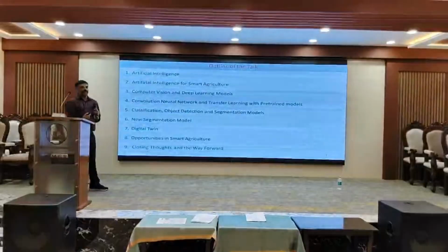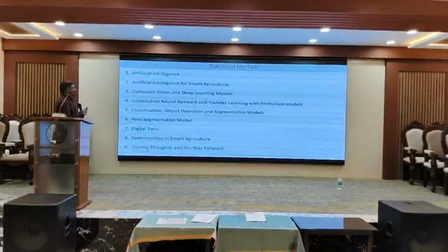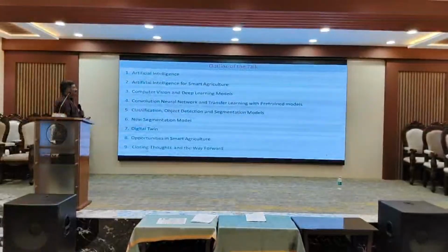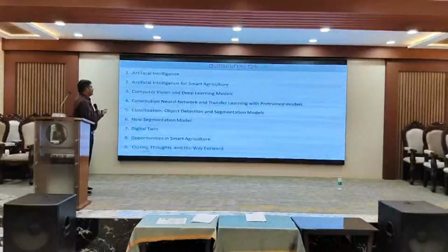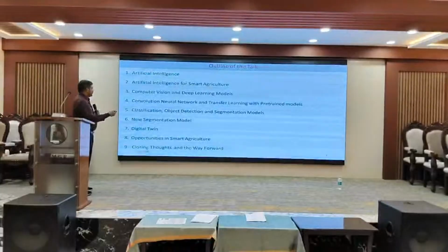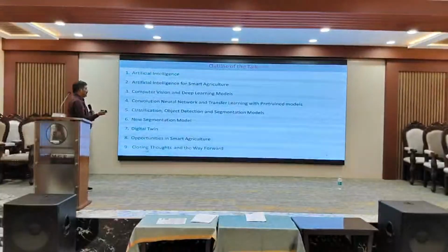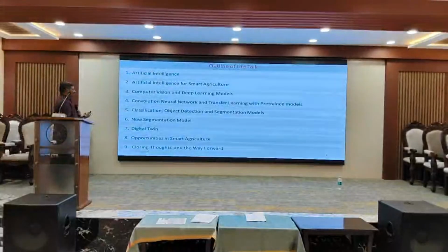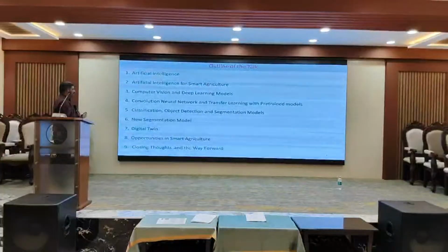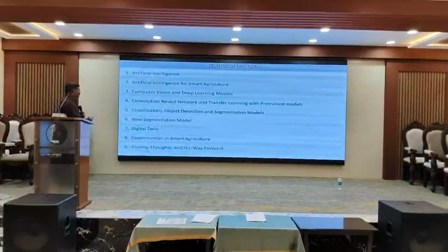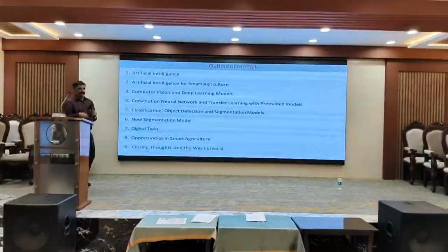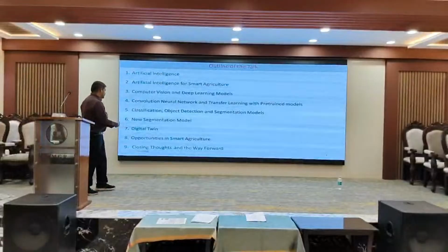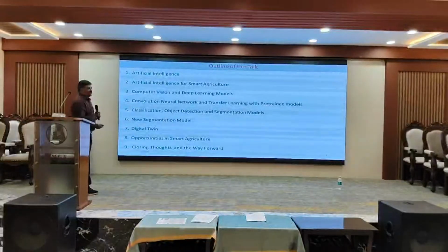My outline of the talk will go like this: an artificial intelligence introduction, artificial intelligence for smart agriculture and what all the applications are, then computer vision and deep learning models, convolutional neural networks and transfer learning. The three major tasks in computer vision and deep learning are classification, object detection and segmentation. What we have developed pertaining to our civil infrastructure will be presented. Then focusing on digital twin.